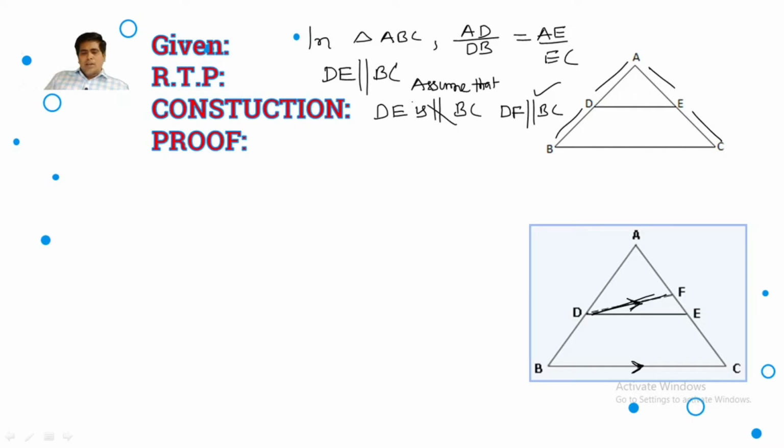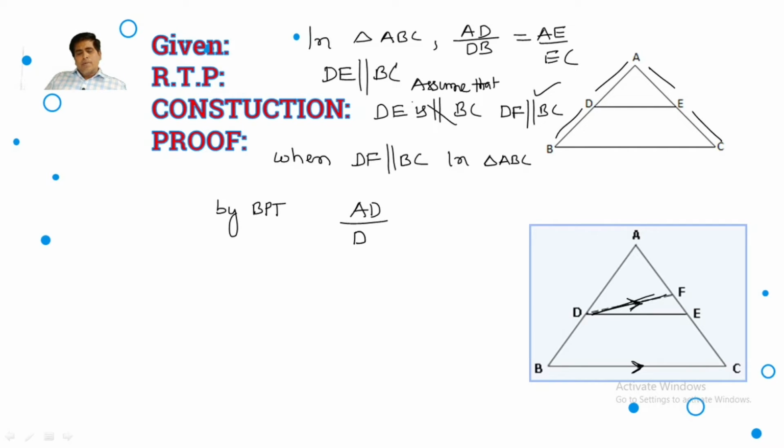So the proof is from the construction, when DF is parallel to BC in triangle ABC, what does the BPT theorem state? So by the BPT theorem, what can we write? AD by DB is equal to AF by FC, we can write it.